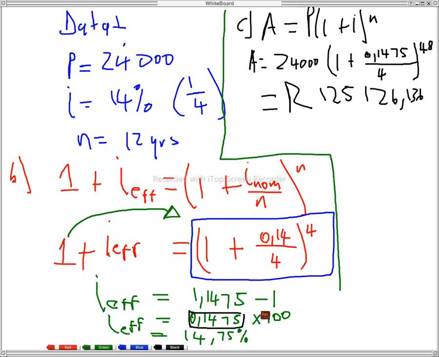So number A, let me just recalculate it, because maybe I made a mistake when I was storing my answer there. So A is going to be the accumulated value, and the invested value is 24,000. Oops, I don't have enough space here, so let me just try to create some space.